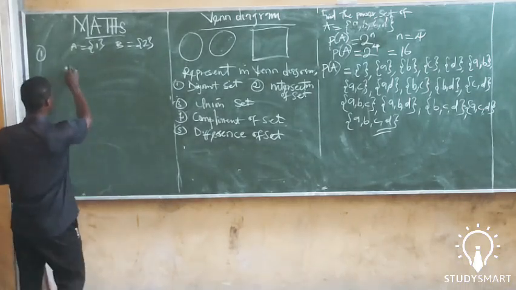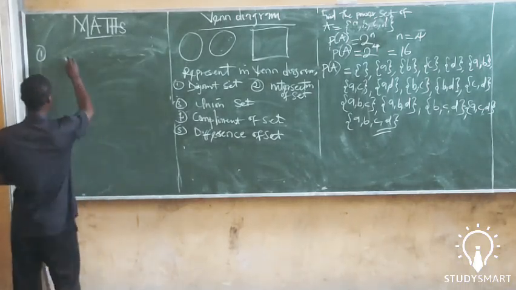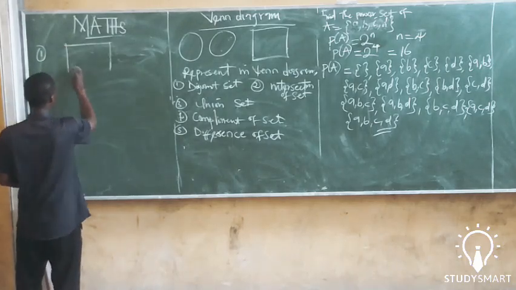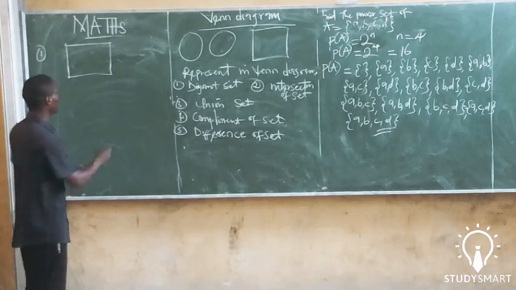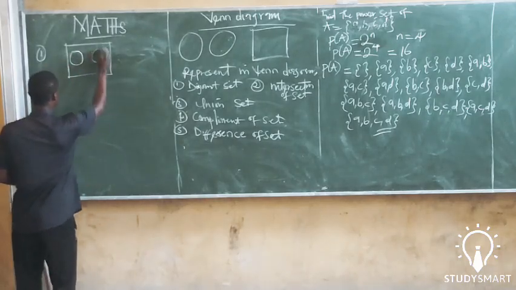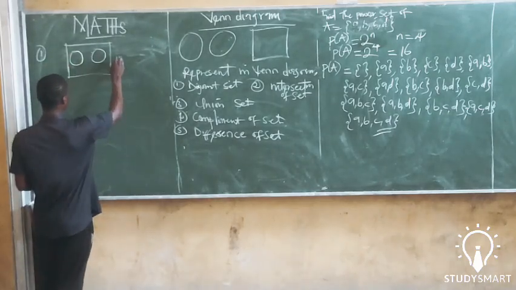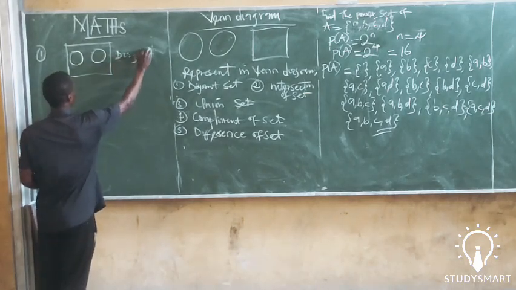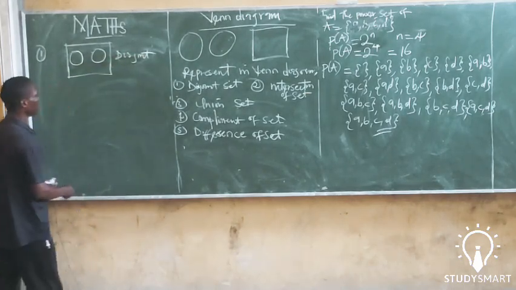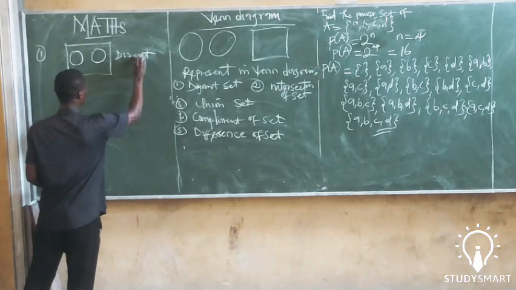So if I want to represent this in a Venn diagram, since they have nothing in common, they cannot join. So they will be separated in this form. So this is a disjoint set. This is a disjoint set using a Venn diagram.